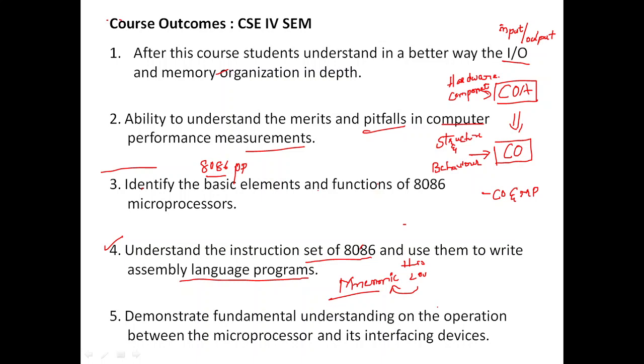So these are the different course outcomes you will have. After the completion of this course, you will come up with the input output organization, memory organization, the merits and demerits of performance measurements, and mainly the 8086 microprocessor, how to write assembly language programs for the 8086 microprocessor, and finally how to do the interfacing. All these are the things you will learn in this computer organization. Fine. These are the course outcomes.